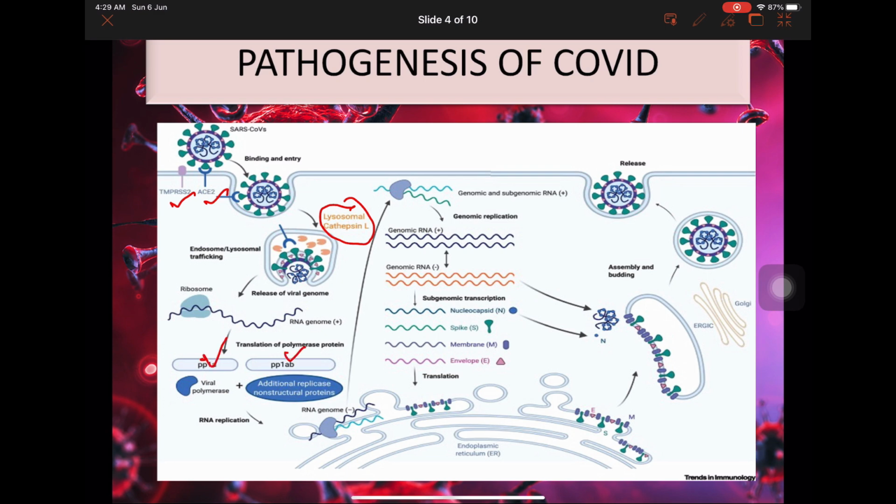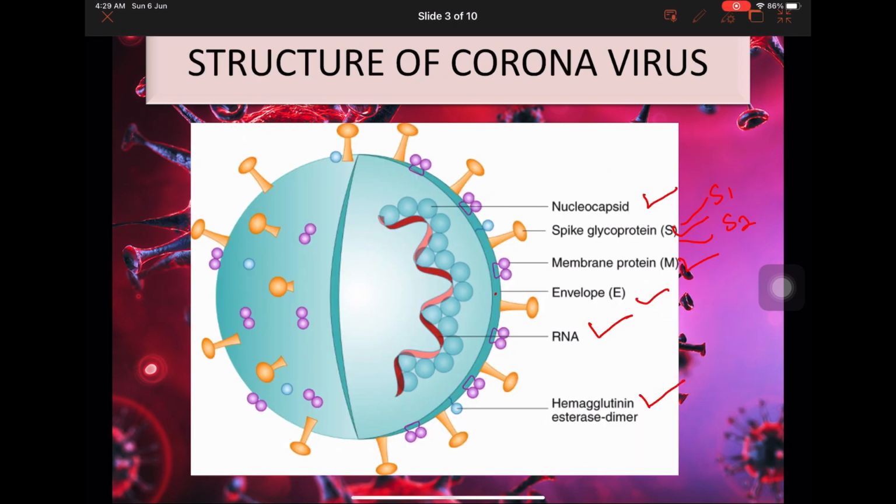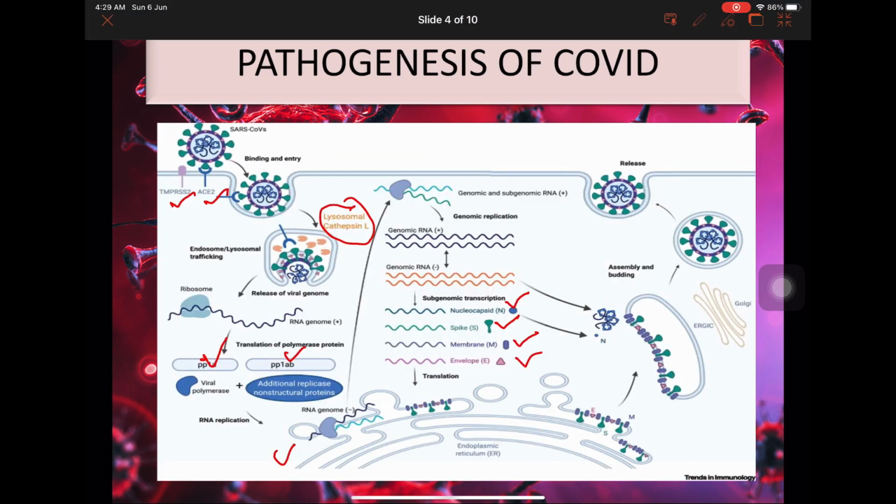Okay, this genome combines with the endoplasmic reticulum of the cell, and it produces certain substances. So what does it do? By replication, it forms nucleocapsid, spikes, membrane, and envelope. What are all these? These are all parts of the COVID virus. These combine with each other, assemble and bud, and form a new virus, and this gets released. This is very basic.